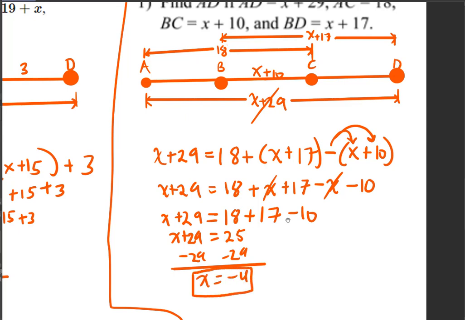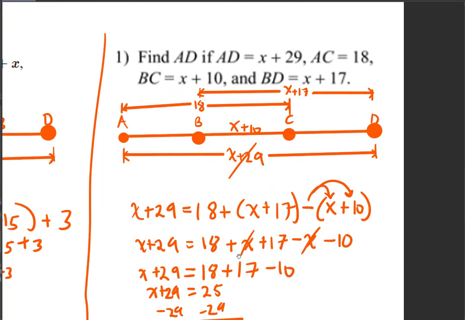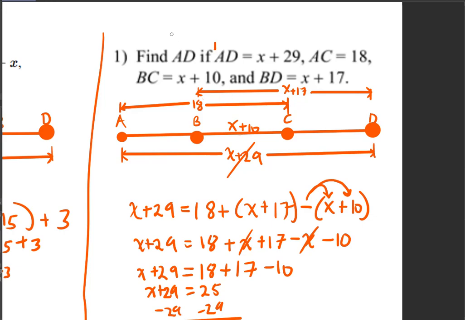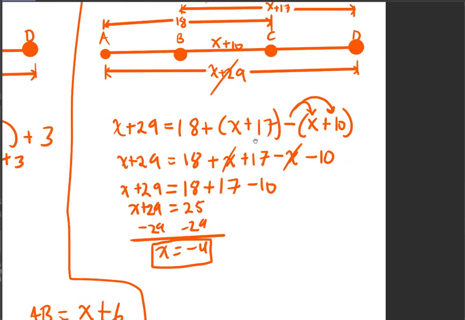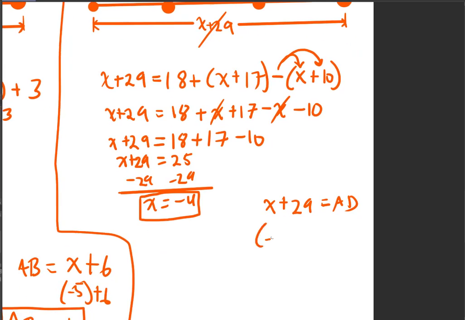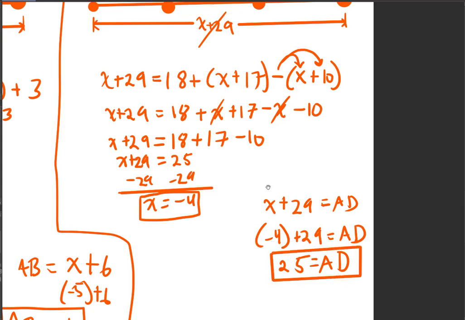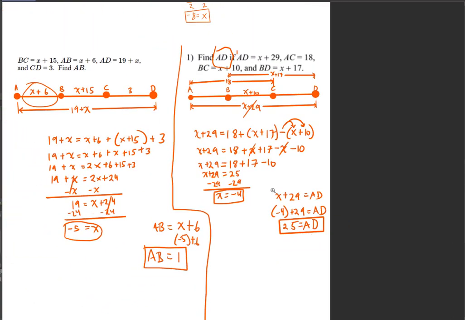Now that x equals negative 4 is super duper helpful, because now I can take that x equals negative 4 and find what they want. They want me to find AD. As you remember, AD is equal to x plus 29. So x plus 29 is equal to the distance AD, right? So I'm just going to plug in the negative 4 for x. Negative 4 plus 29 is equal to AD, which is equal to 25. So 25 is equal to AD. And that is my final answer.